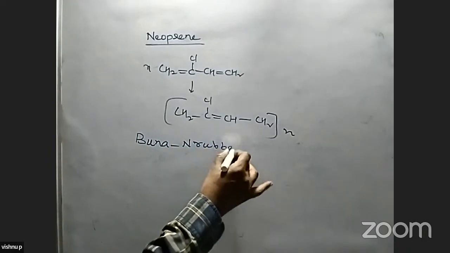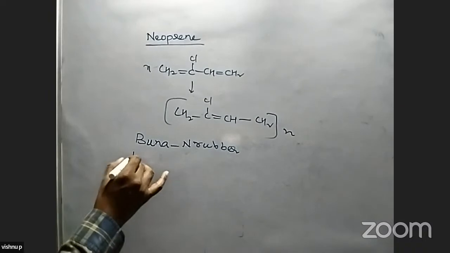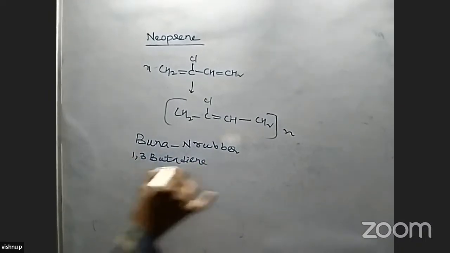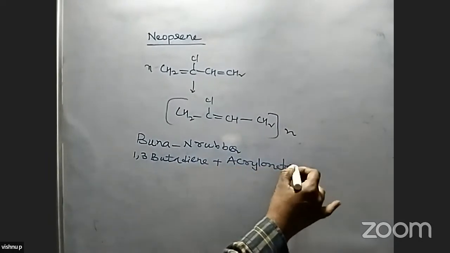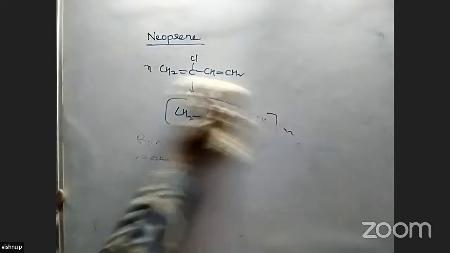Buna N rubber. What is this Buna N rubber? It contains 1,3-butadiene monomer units, 1,3-butadiene plus acrylonitrile. So what is this Buna N rubber? 1,3-butadiene and also acrylonitrile are present in this Buna N rubber. Vinyl cyanide is also called acrylonitrile.